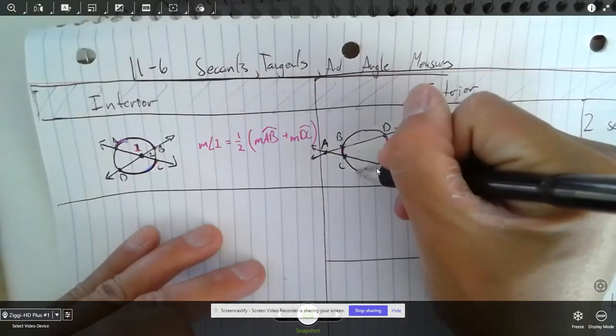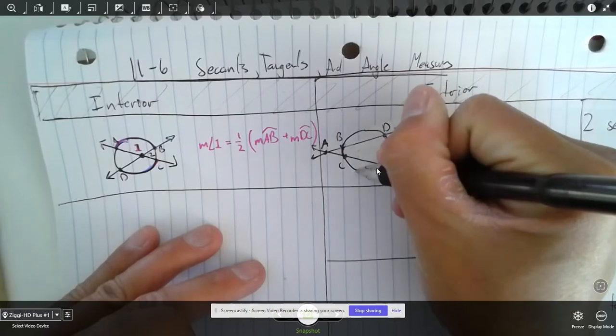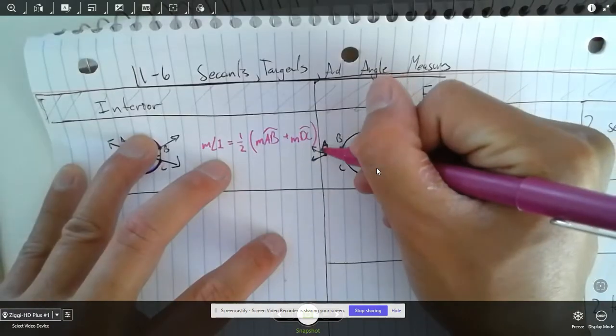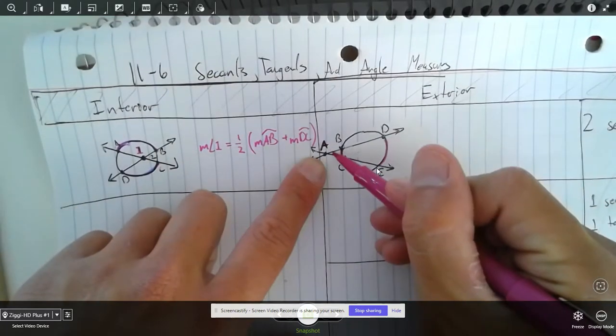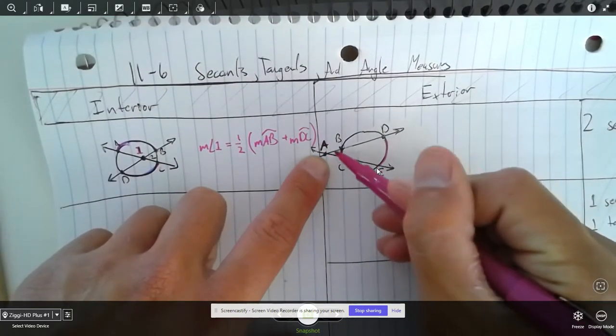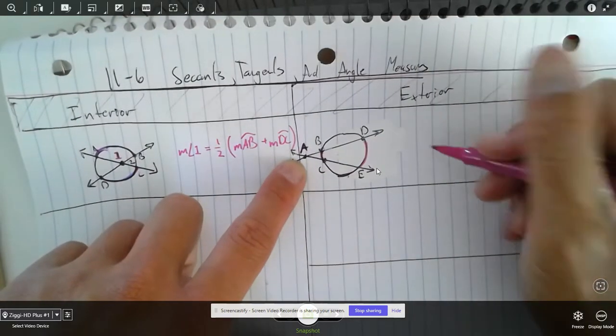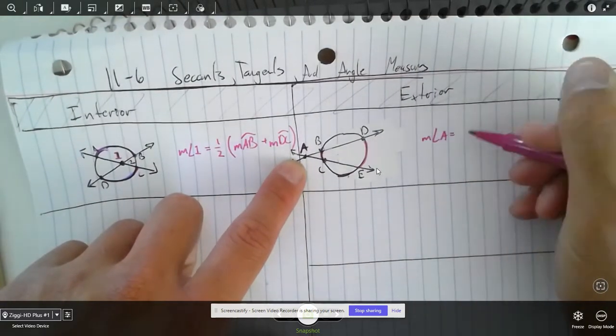What's funny, though, is now we're more curious about the measure of angle A. We'll color code that, measure of angle A. This angle, basically. How big is this angle? If I was curious to know, it's simply this. The measure of angle A is 1/2.